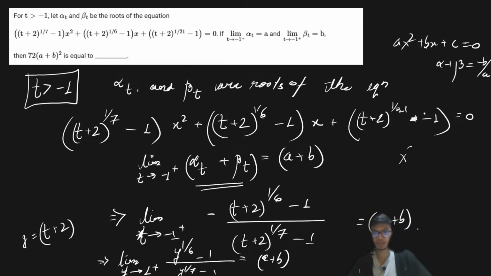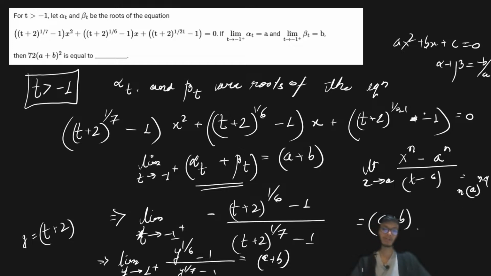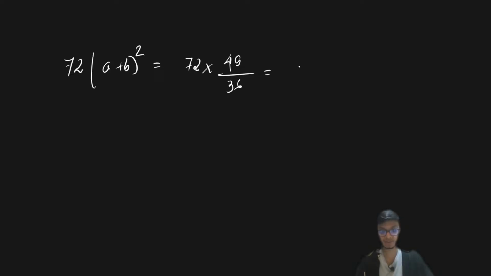So if you just find this limit, we know how to evaluate the exponential form. If you have an exponential limit like x to the power n minus a to the power n divided by x minus a, for limit x tending towards a, it is basically nothing but n into a to the power n minus 1, right? So if you recall this result and apply it over here, this result is going to come out as 7 upon 6, right? Therefore the result that you need to find, that is 72 times of a plus b whole square, is going to come out as 72 times of 49 upon 36, which is nothing but 98. So, this is 2 times 49, which is 98.